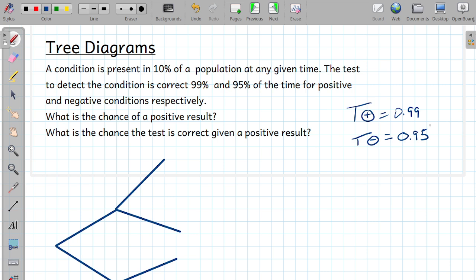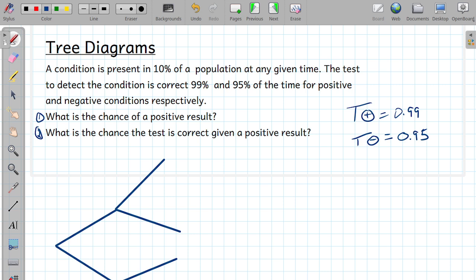Now, I don't usually go out of my way to make questions deliberately hard to follow, because I want you to learn how to do this stuff. I'm not interested in torturing you with your reading comprehension, but that doesn't necessarily mean others won't. So there's 2 questions here. First question is, what is the chance of a positive result? And the second question is, what's the chance the test is correct given that you already have a positive result?